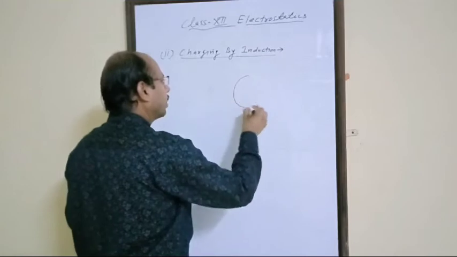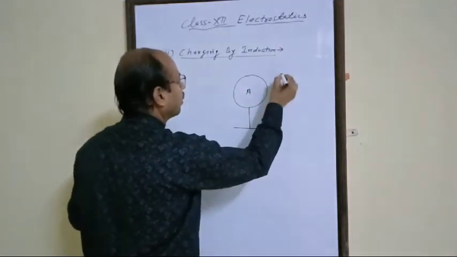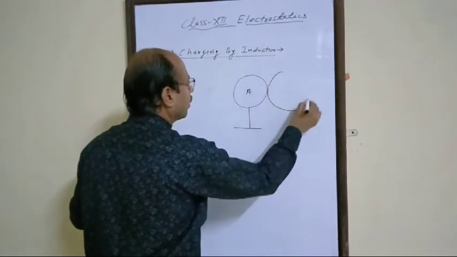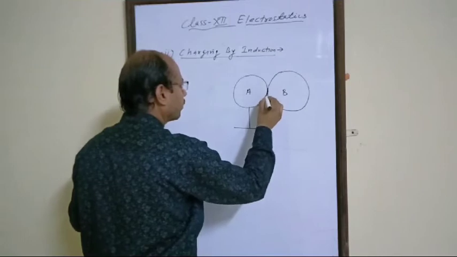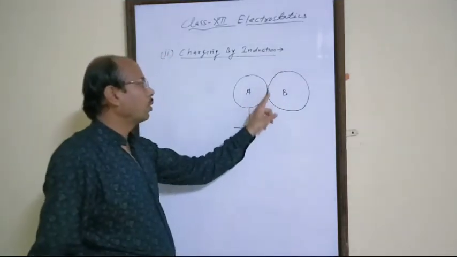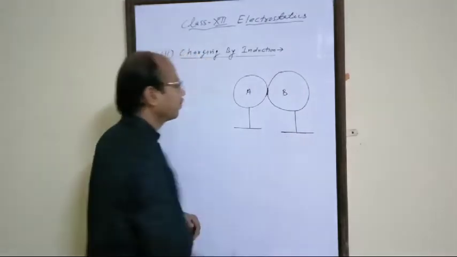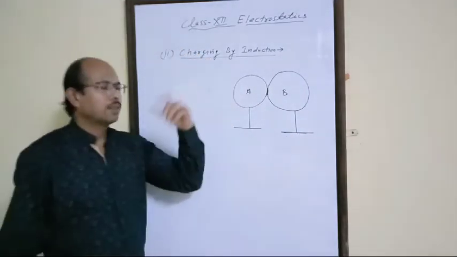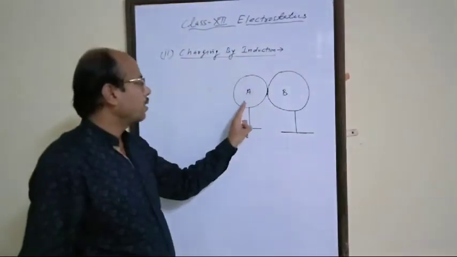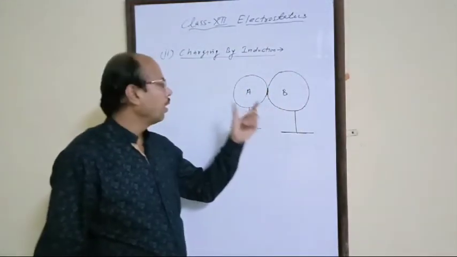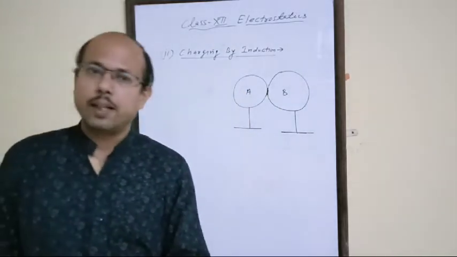Let us suppose there are two spheres. One is A, the other is B, and both are in contact. This point is important. Both are in contact. And we want to charge these two spheres by the method of induction. One sphere is A, the other sphere is B. We want to charge these two spheres by using the method of induction.